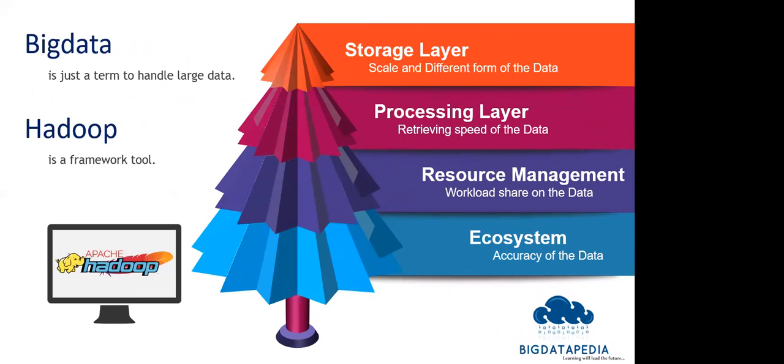The storage layer scales for large data, and the processing layer is how you efficiently handle your data. Resource management follows your workload: how much data, and how many resources are needed for each particular job. Because when you fetch data from the Hadoop environment, you want to allocate some resources such as RAM and cores. That is all controlled by resource management. For the ecosystem, based on flexibility, the business needs and the capability of the user, they go with ecosystems.